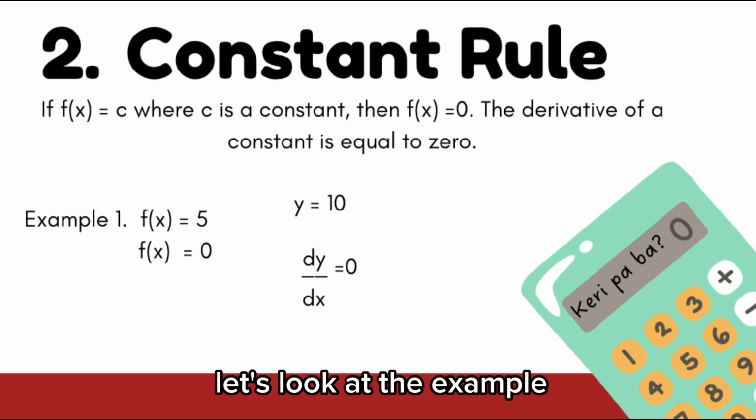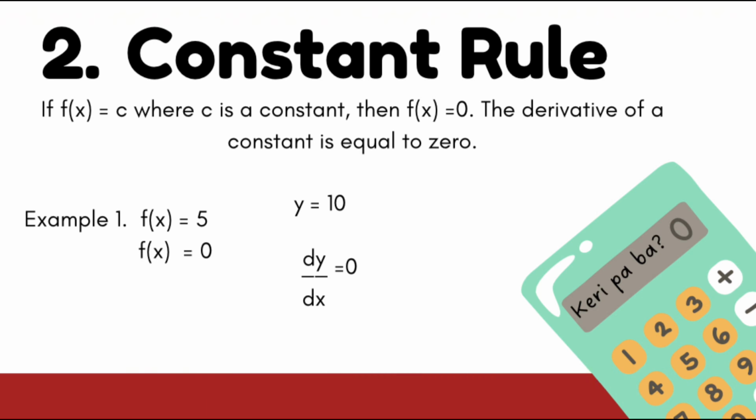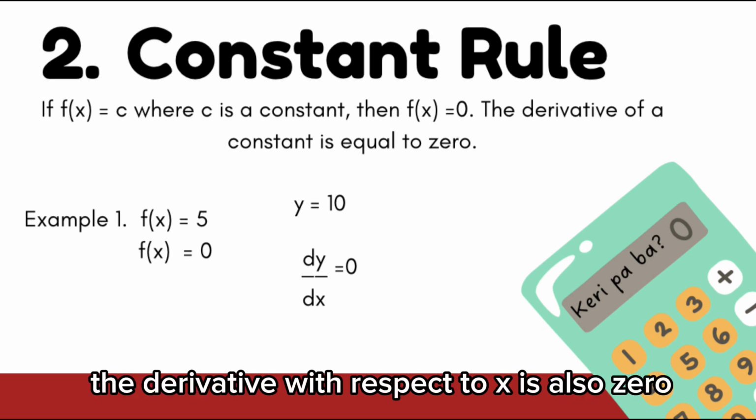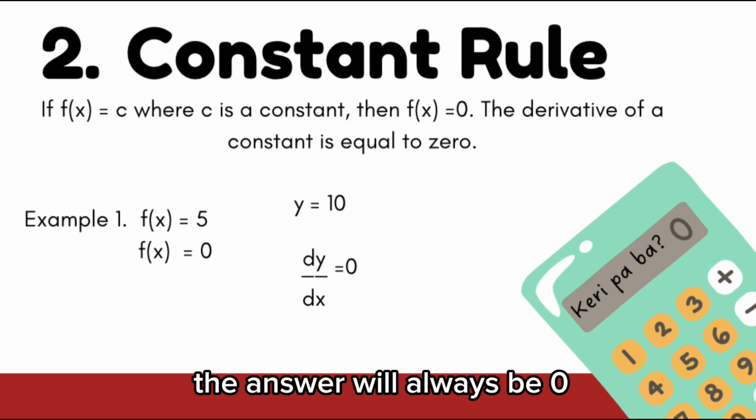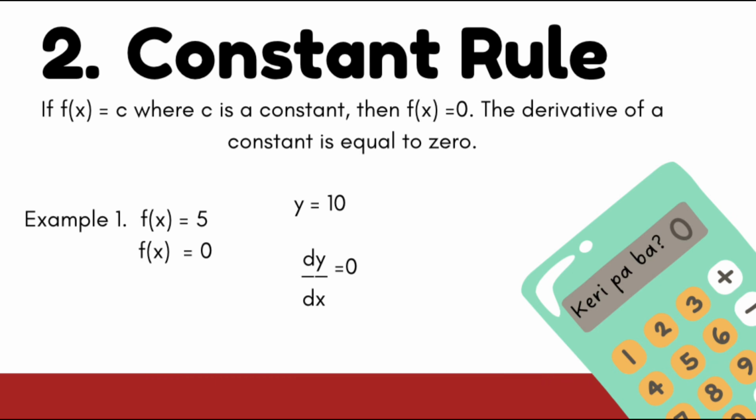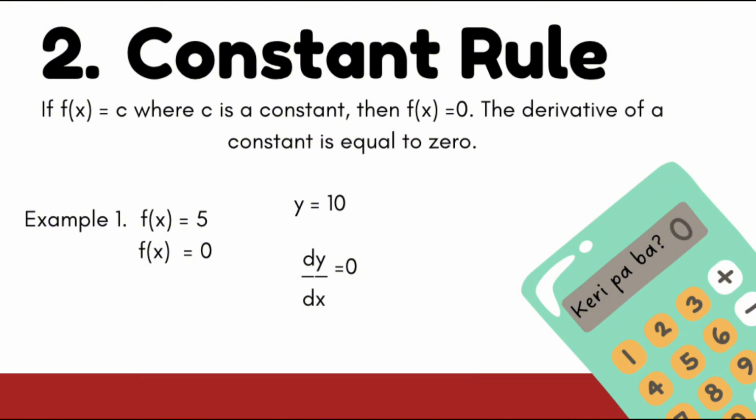Let's look at the example. If f of x is equal to 5, the derivative is 0. Similarly, if y equals 10, the derivative with respect to x is also 0. So, no matter what constant you have, the answer will always be 0. That's why this rule is one of the easiest in differentiation.